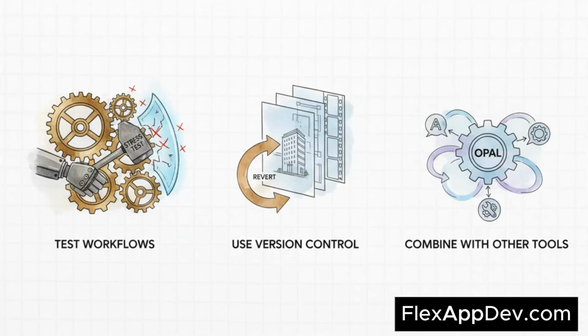So as you get started, just keep these 3 expert tips in mind. First, test your workflows like crazy. Try to break them, give them bad URLs, blank fields, make them bulletproof. Second, use version control. Always save and label your big changes so you can go back if you need to. And finally, know that Opal is powerful, but sometimes it's even better when you combine it with other specialized tools.